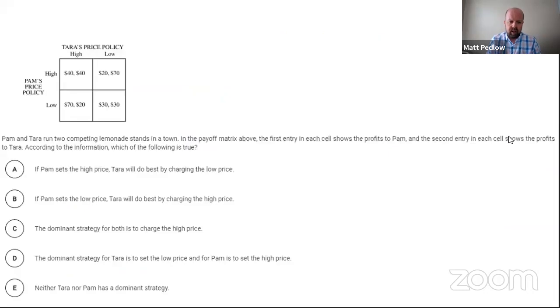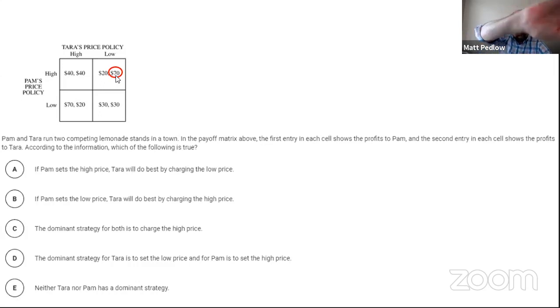Okay, so let me show you how to do one of these. You've got Pam and Tara, two good friends from back in the day, and they're selling lemonade. Once again, this is a payoff matrix, so watch how to do this. If Pam is going to go high, remember, Tara's payoff is the last two numbers. Maybe right now on your computer, cover up the bottom two squares with your hand. Now you're only looking at the 40, 40 and then 20, 70. So Pam goes high. If Tara goes with a high price, she gets 40. If she goes low, she gets $70. No brainer. She's going to set the low price and get more money.